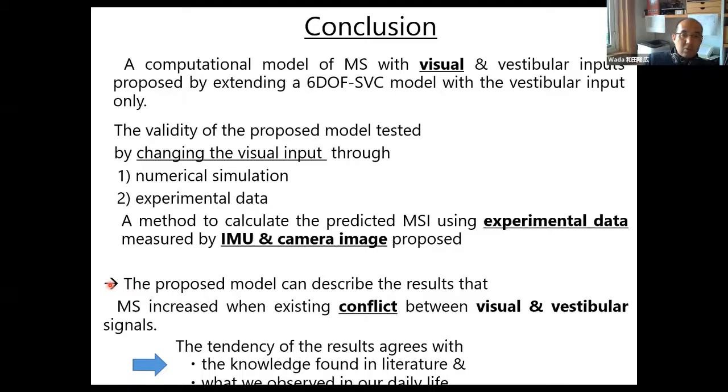Both of the numerical simulation and the experiments demonstrated that the proposed model can describe the result that the motion sickness increases when there exists conflict between vision and vestibular signals. This tendency of the result agrees with the knowledge found in the literature and what we observed in our daily life.